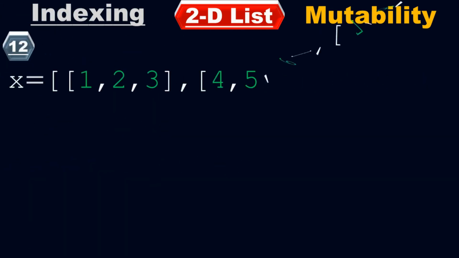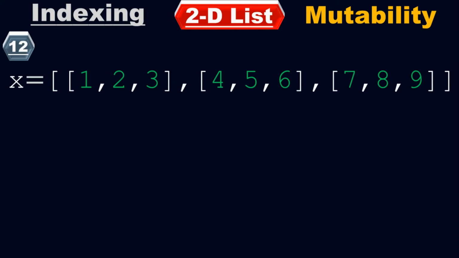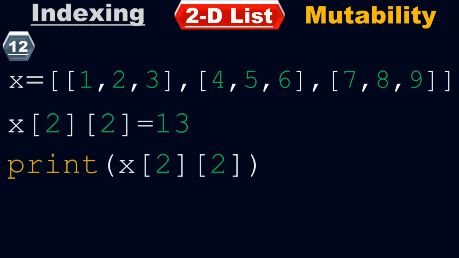Example number 12. x equals 1, 2, 3, 4, 5, 6, 7, 8, 9. Let me take x of 2 index of 2 equals 13. When you take the print of x of 2, you will get 13. Look, this time my first index number is 2, which is for this or all items from here up to here. At index 2 I have this whole item from here up to here. At the second index number, which is also 2, I have this 9. This second index number is for this sub-individual item inside the list, like 7, 8, 9.